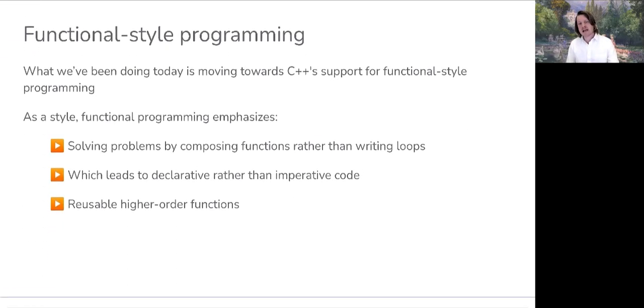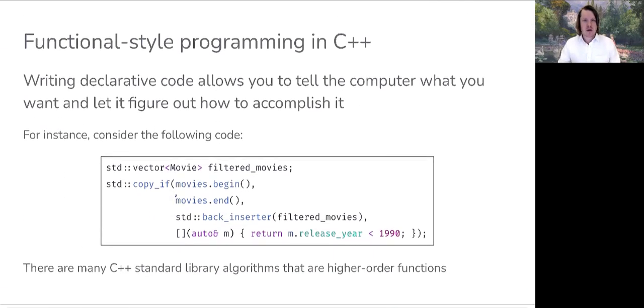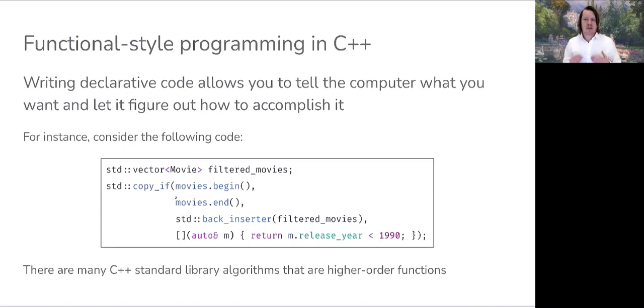So what we've been doing today is moving towards C++'s support for functional style programming. As a style, functional programming emphasizes solving problems by composing functions rather than writing iterative statements, which is going to lead us to declarative rather than imperative code. And what we saw through this process is that we can create highly reusable higher order functions. Now, writing declarative code is going to allow us to tell the computer what we would want it to do, and then let it figure out how to accomplish whatever that is.